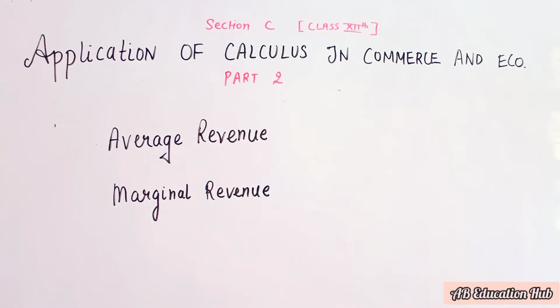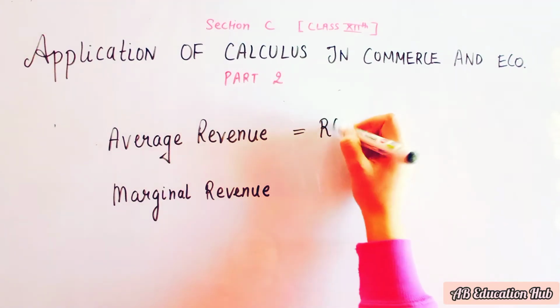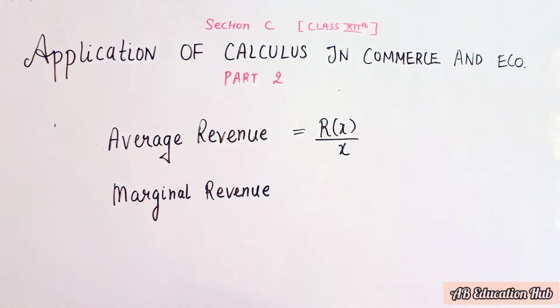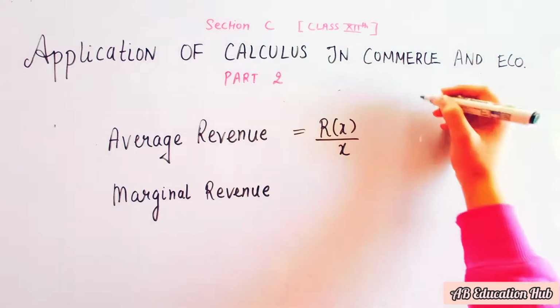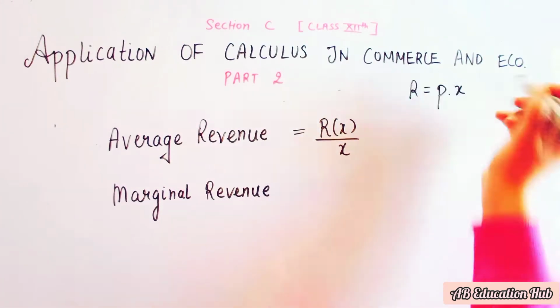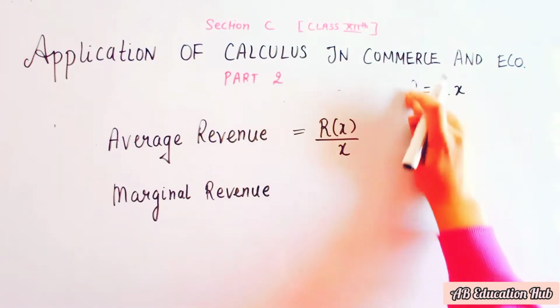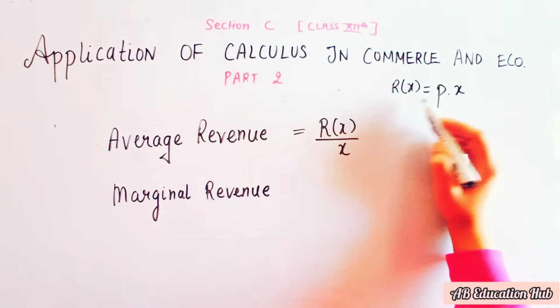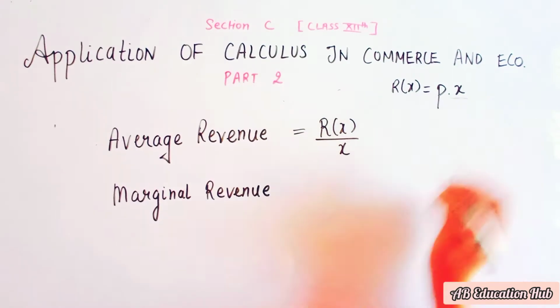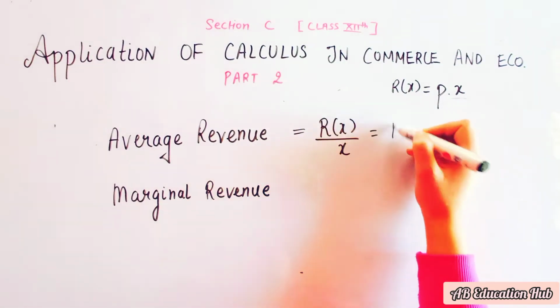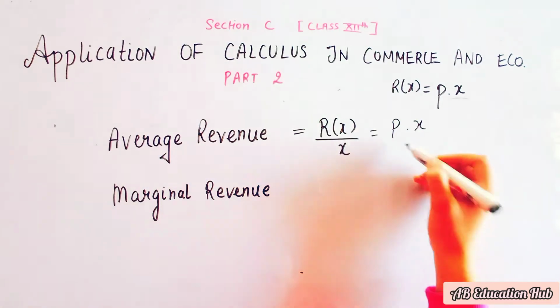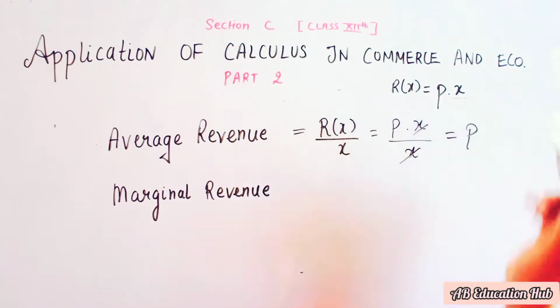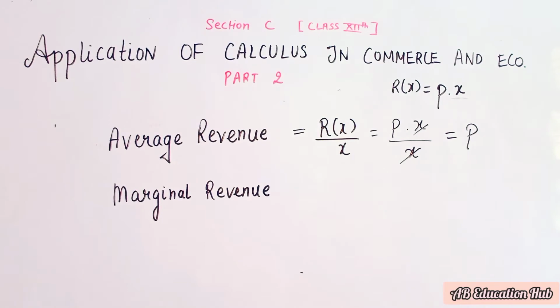Now the next formulas are average revenue and marginal revenue. Average revenue means R of x divided by x. Do you know the formula of the revenue function? The revenue function has the formula P multiply x, or you can write it as R(x), in terms of x. So writing P multiply x in place of the revenue function, I get only P, that is the demand function. So you can directly write that average revenue is equal to the demand function.